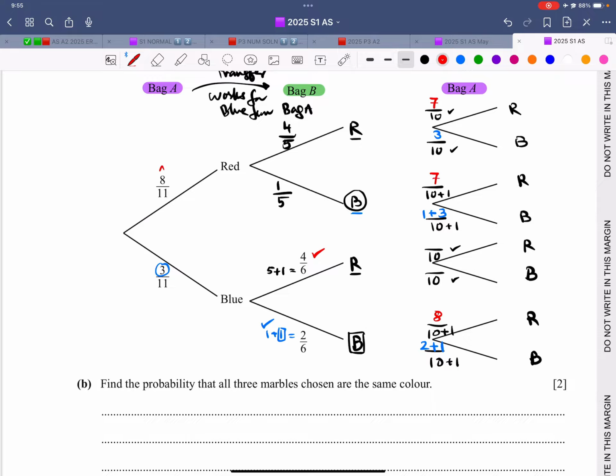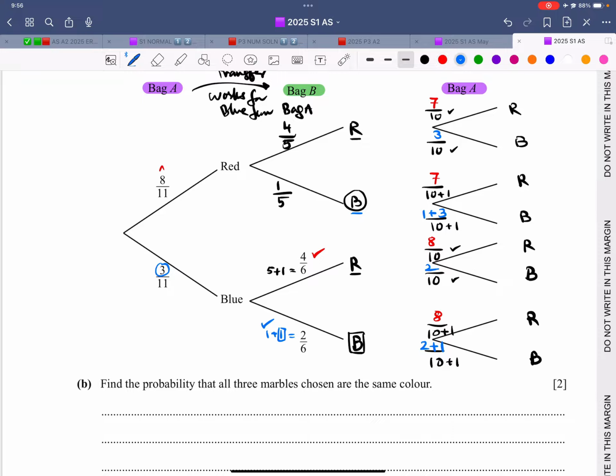So technically over here, this red becomes 7. This blue is 3. Because of the blue transfer, 1 was added. And now let's talk about this one, the last missing piece of the puzzle. If blue is taken out, the red is still 8. So the red is still 8. So therefore, the 3 became a 2.